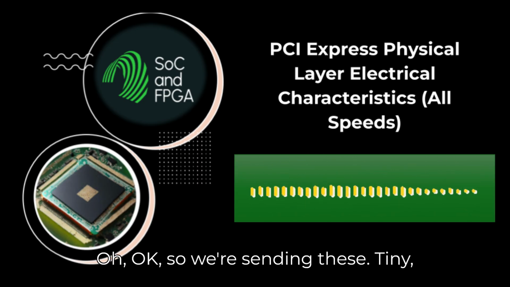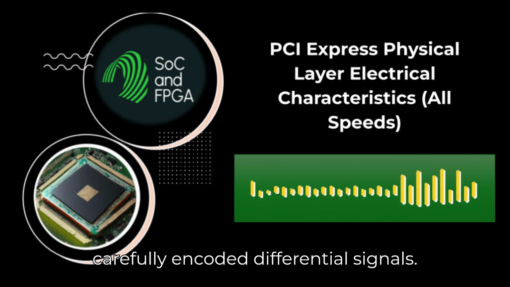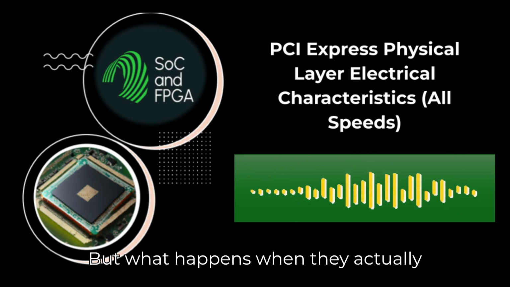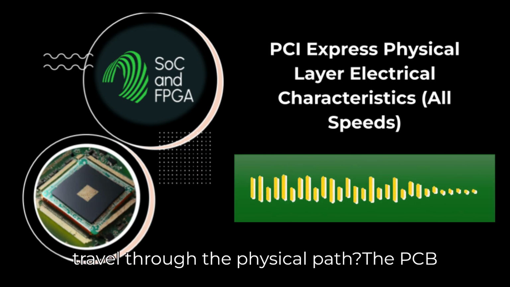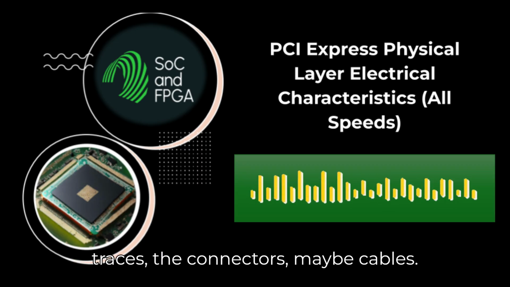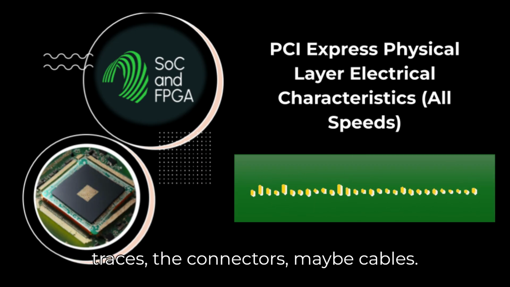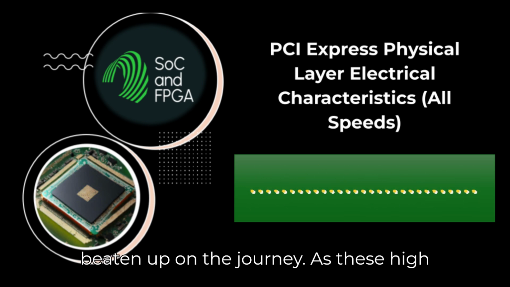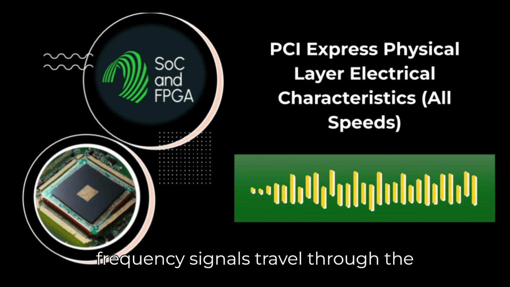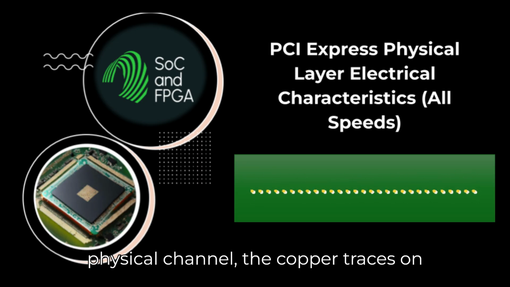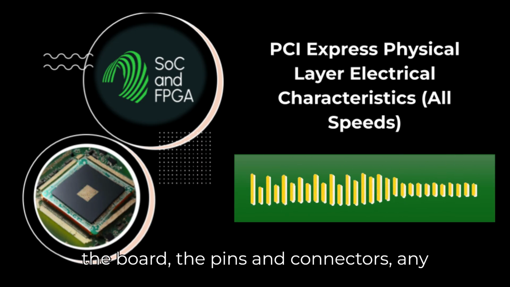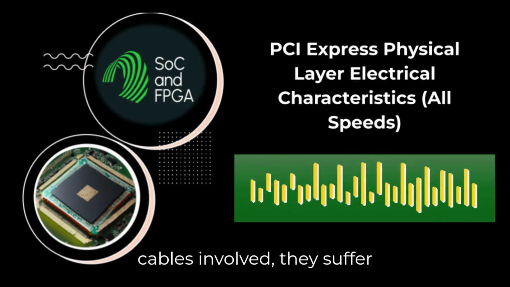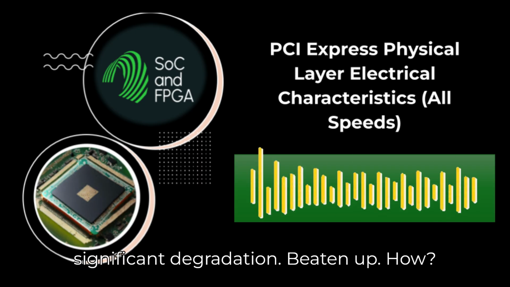Oh, okay. So we're sending these tiny, carefully encoded differential signals. But what happens when they actually travel through the physical path? The PCB traces, the connectors, maybe cables, they can't arrive perfectly clean, right? Oh, absolutely not. They get pretty beaten up on the journey. As these high-frequency signals travel through the physical channel, the copper traces on the board, the pins and connectors, any cables involved, they suffer significant degradation.